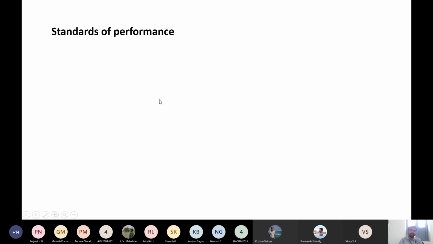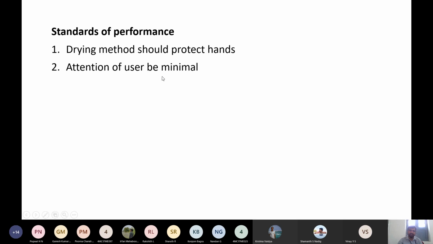Next, standard of performance. The drying method should protect hands. When you go for drying the moisture content in the hand, you should not get heat to the hands, so that you should not get affected or injured. So the drying method should protect hands. Then attention of the user should be minimal. That means while using the hand dryer, if students are not paying attention, there should not be any consequences.